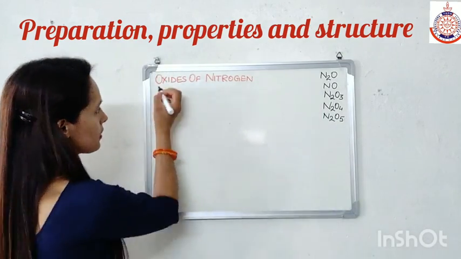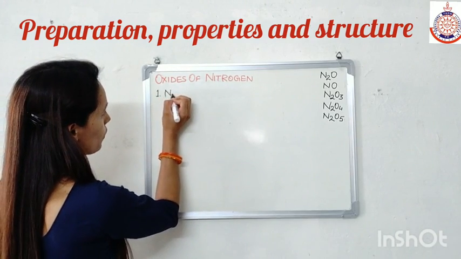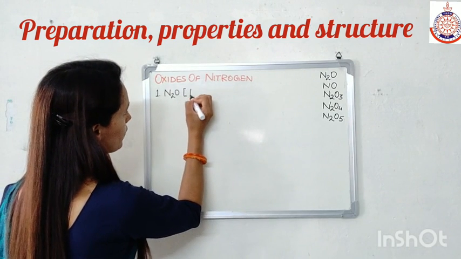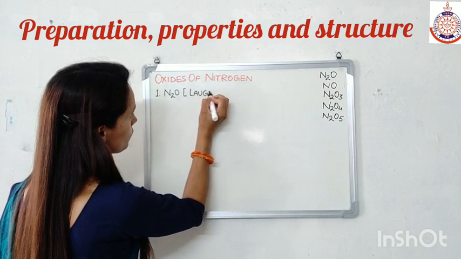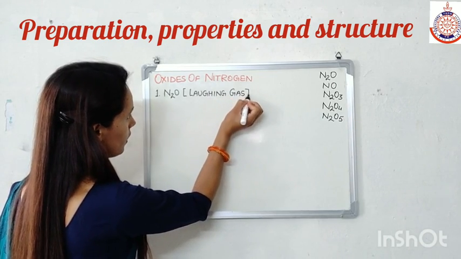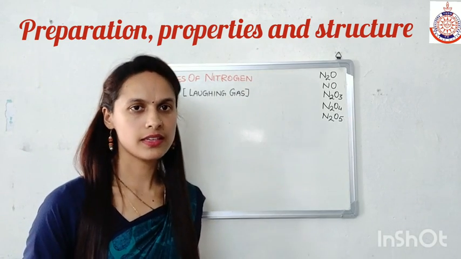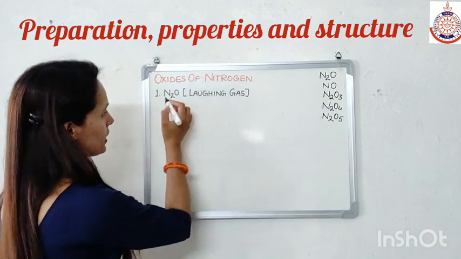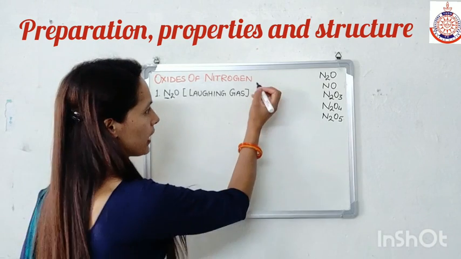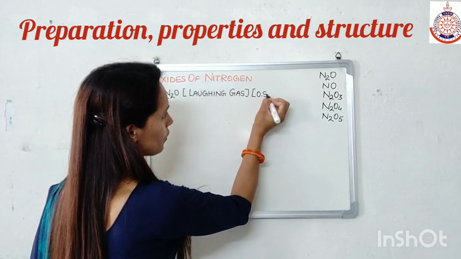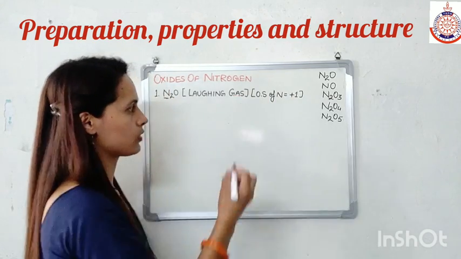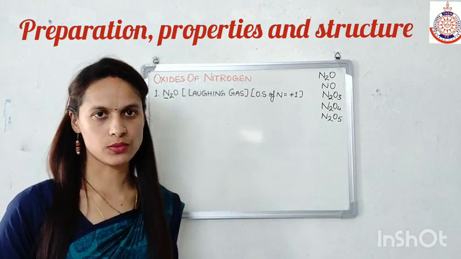First we will take N2O, which is also known as laughing gas. So the formula of laughing gas is N2O. Now what is the oxidation number of nitrogen in N2O? The oxidation state of nitrogen is +1. Oxidation state of nitrogen is +1.